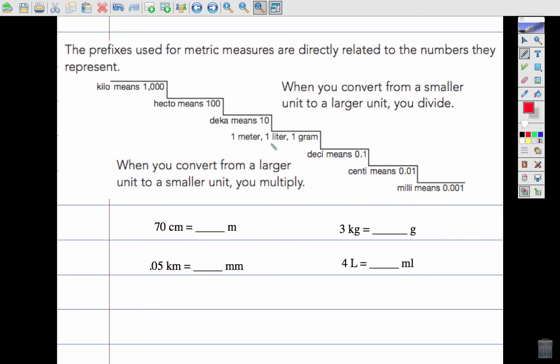And no matter which prefix we use, they can go on either meter, liter, or gram, depending on what we're talking about. And if we're going to convert from a smaller unit, like centimeter or millimeter, up to a bigger unit, like a meter or a kilometer, we're going to divide. And we always divide by units of 10. So each step is a unit of 10.